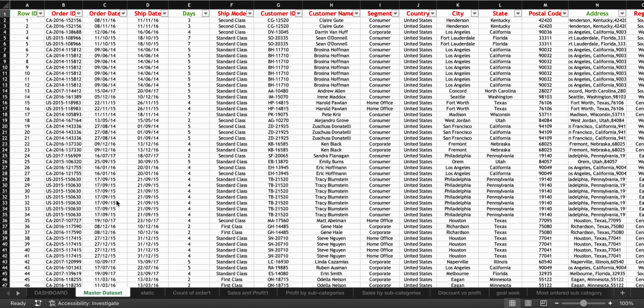Hello everybody. Today I'm going to show you the data analysis that I have done in my way on this particular data set. So this data set, as you can see, is of a superstore sales portal. I got this data set from kaggle.com.